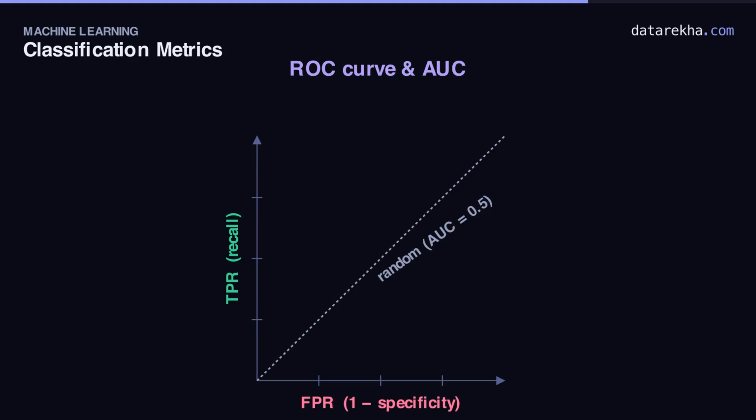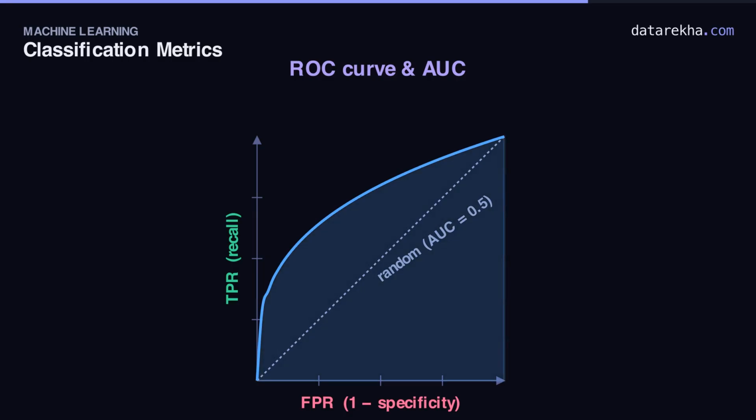The dashed diagonal is a coin flip, a model with no skill at all, where the true positive rate never beats the false positive rate. A model with real skill bows toward the top left corner. High true positive rate while the false positive rate is still low. As we sweep the threshold from strict to lenient, we trace this whole curve. Each point is one threshold's confusion matrix.